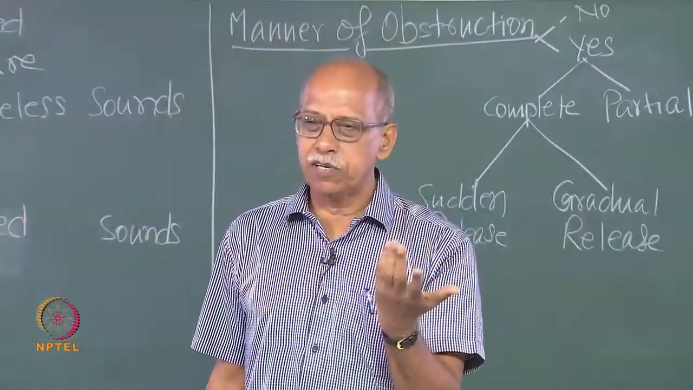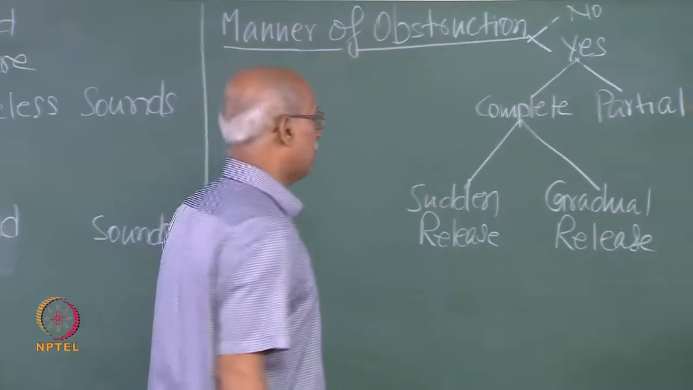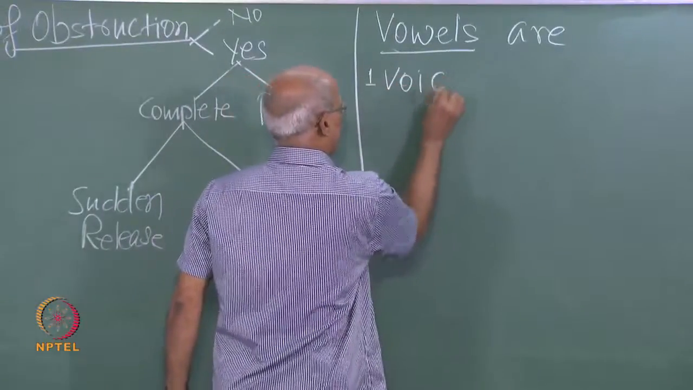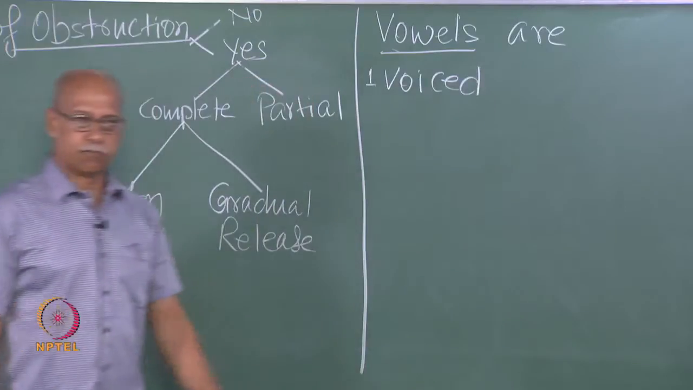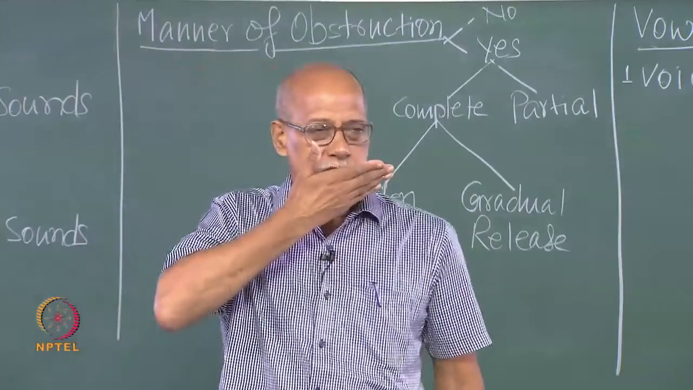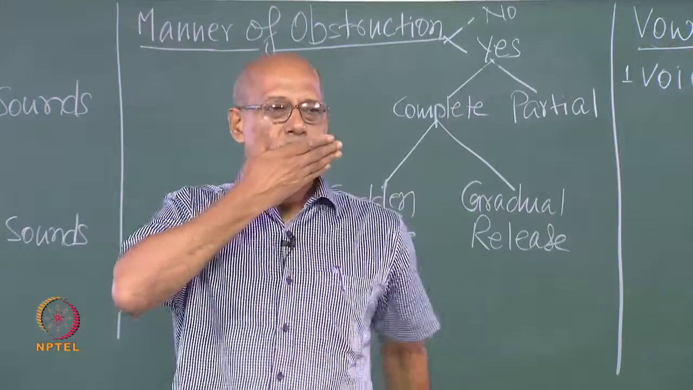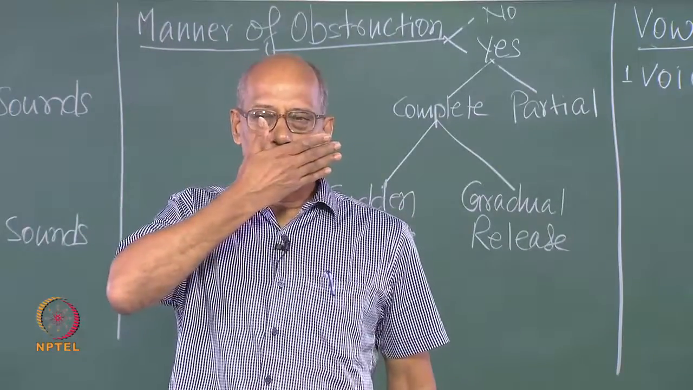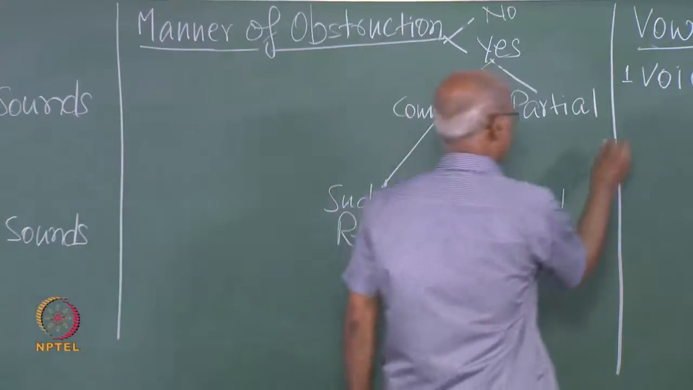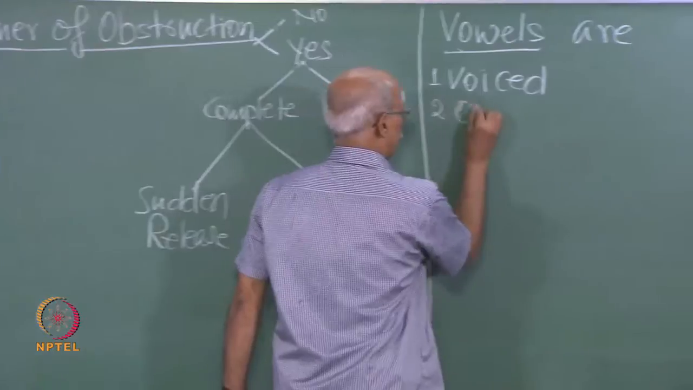It constantly vibrates. So, the first characteristic of vowel sounds is, number one, they are voiced. Okay? Second, are they oral or nasal? See, keep your hand here and see where air comes from. Say, I, O, E. Do you find air coming from your mouth or from your nose? Mouth. So, the second characteristic is they are oral.